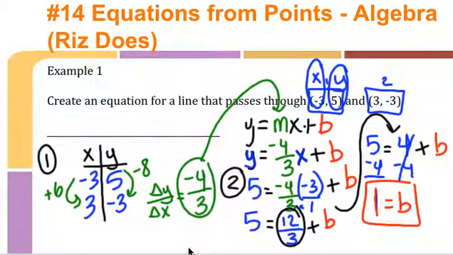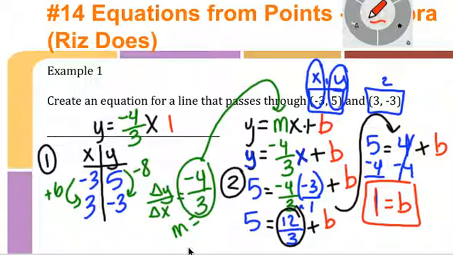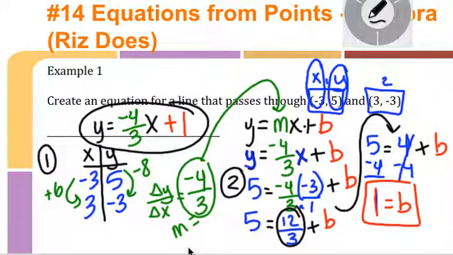my b. So if I've got my m over here, my slope, and I've got my b over here, I can write my equation. Y equals my slope, negative 4/3 x plus 1. Sorry, I was having some difficulties. So y equals negative 4/3 x plus 1 is my final equation.